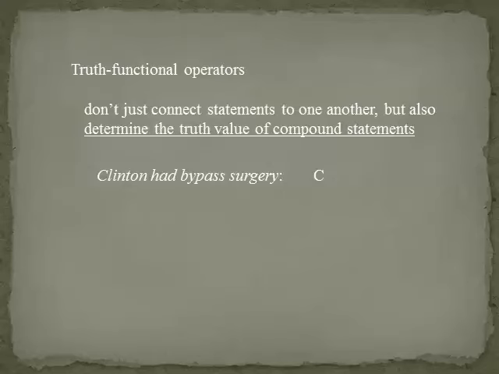So if the statement "Clinton had bypass surgery" is true, then the statement "Clinton did not have bypass surgery" is going to be written tilde C, and it's going to be the opposite. It's going to be false. It's a truth functional operator because it lets you calculate the truth value of a statement.